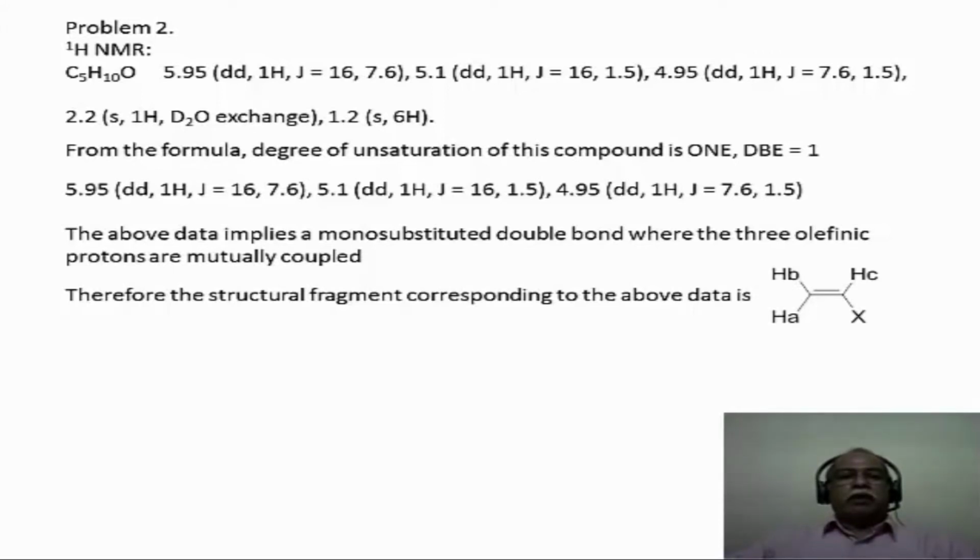So from the molecular formula we know that this molecule contains one oxygen. So most likely the oxygen is attached to a hydrogen on one side, and the OH group is what is responsible for this particular signal at 2.2, which is an exchangeable hydrogen.